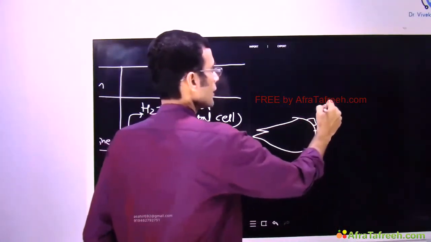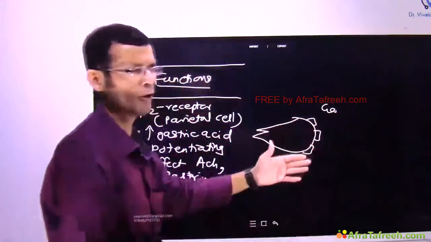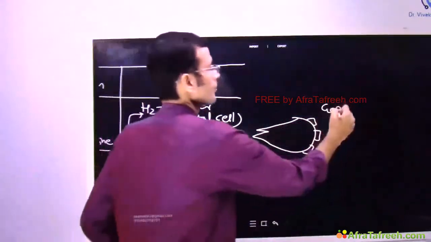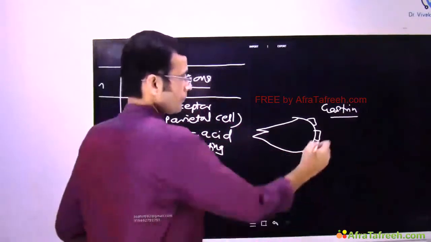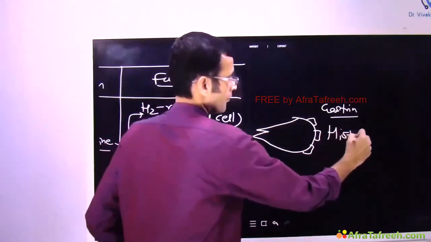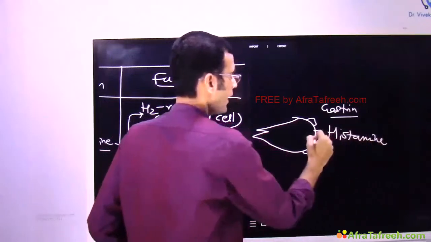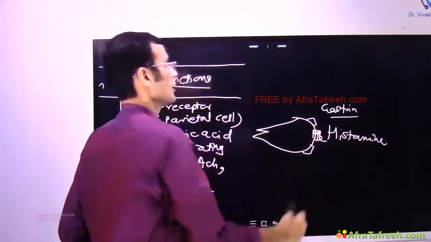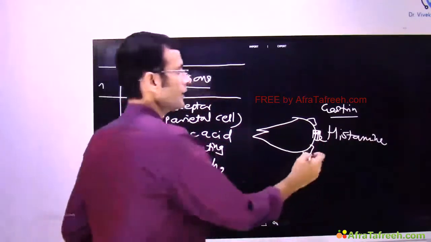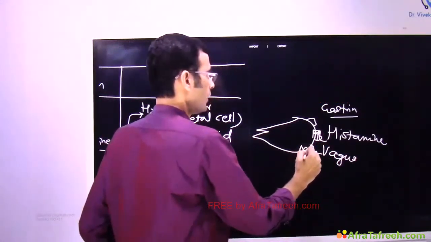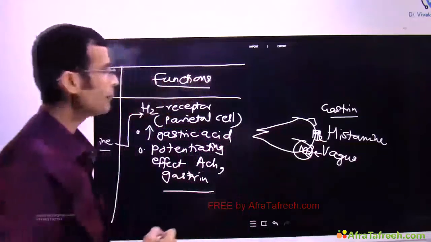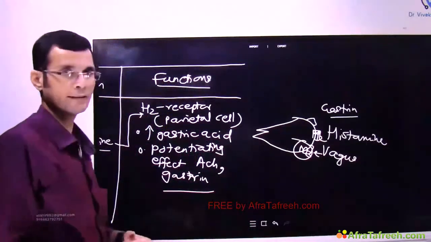Stimuli for the receptors for these three stimuli: gastrin and its receptor, histamine acting via H2 receptor, and vagus releasing acetylcholine, and acetylcholine acting via M3 muscarinic receptor of the acetylcholine.